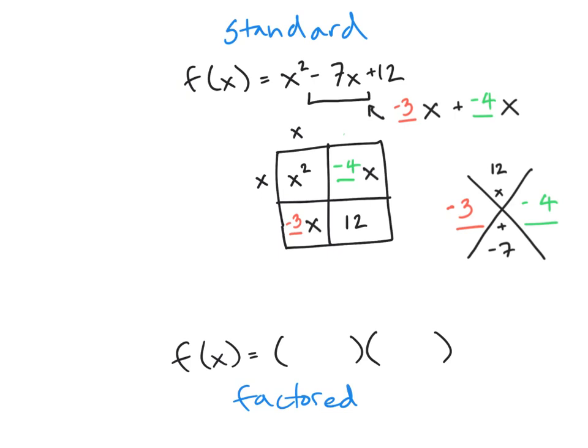Once the interior is complete, we can complete the exterior of the area model. x times what gives you −4x? Well, that's −4. And x times what gives you −3x? Well, that's −3. As one sanity check, we can confirm that −3 times −4 produces 12. Now, on the exterior of the area model, we have our two factors. So we can write those to create our factored form of this quadratic function, (x − 3)(x − 4).